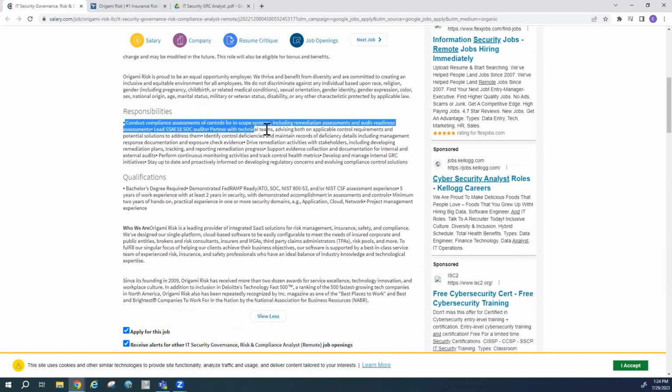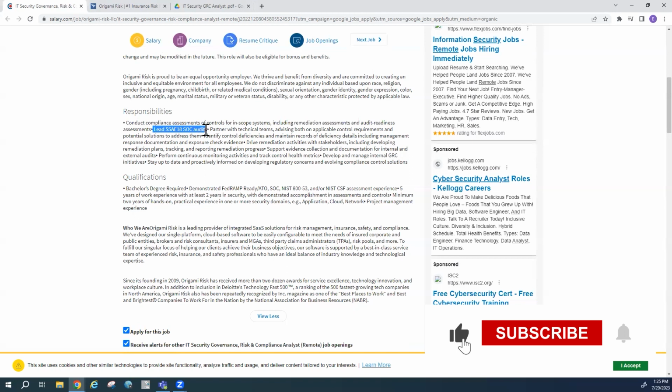Now let's look at the responsibilities. Conduct compliance assessment of controls for in-scope systems. This is basically, you want to conduct compliance assessment. You want to see the controls that are in scope. How are they in compliance, right? Do they have the controls in place to be able to ensure that they are in compliance? And another thing is remediation assessment, audit readiness. Audit readiness means that when auditors come for audit, they want to be sure that they are ready for audit. So you're going to help them with their audit readiness.